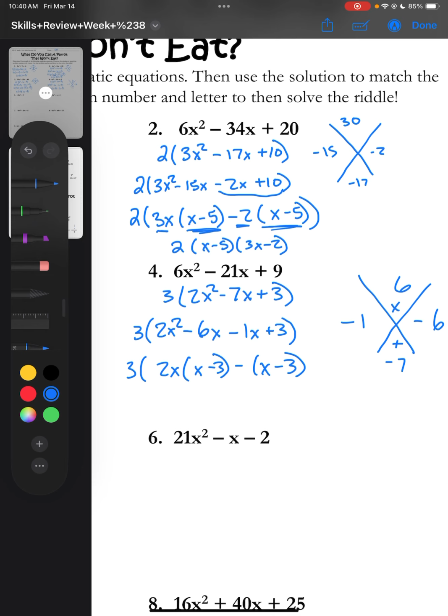Because you can only take out negative 1 out of there. So there. And then what we have left is a 3, and then our x minus 3, and then what we have left are 2x minus 1. That was what was left here.